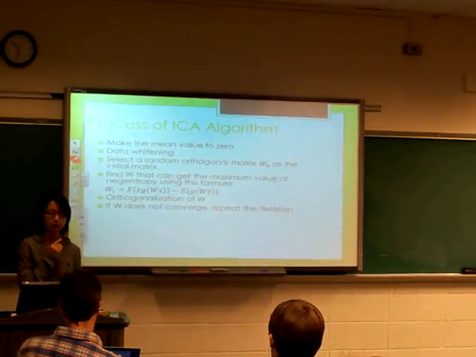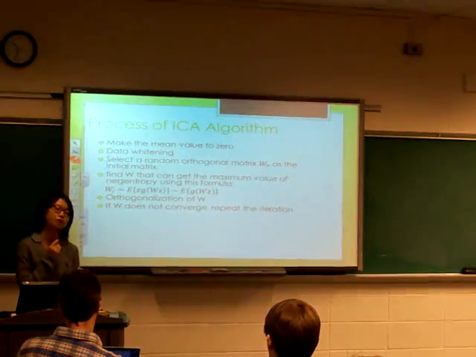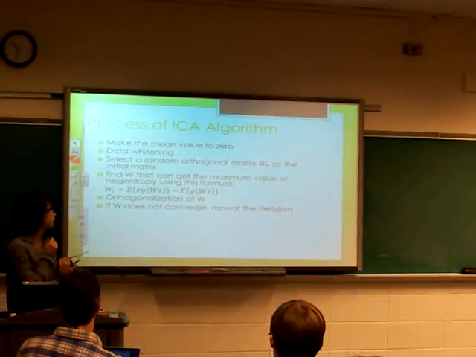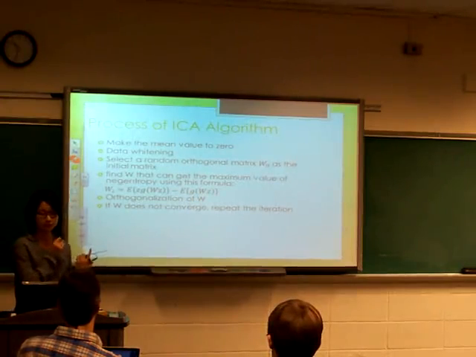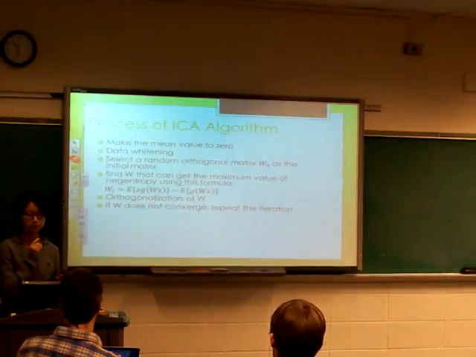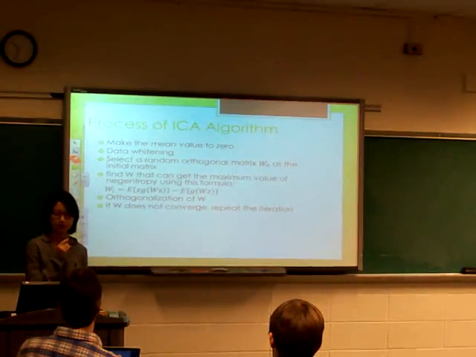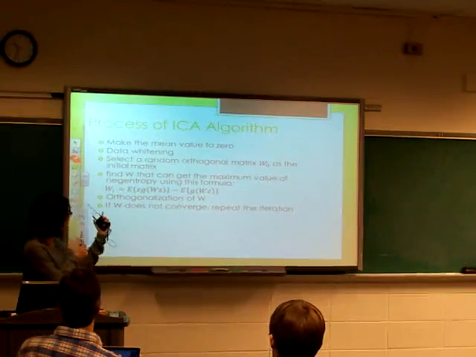Firstly, we should make the mean value of the source signal 0, and this won't change the statistical features of this matrix. Next, we should do the data whitening, which would improve the possibility of convergence of this algorithm. The next step is to select a random orthogonal matrix W0 as an initial matrix before the iteration. Then we start the iteration and find the W that can get the maximum value of the matching using this formula as follows.